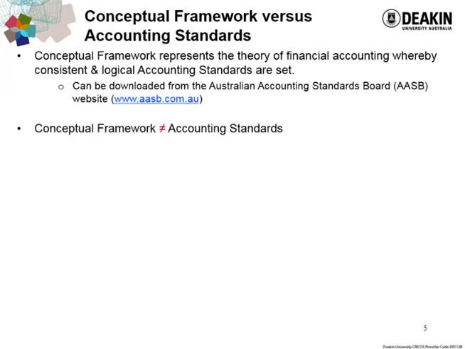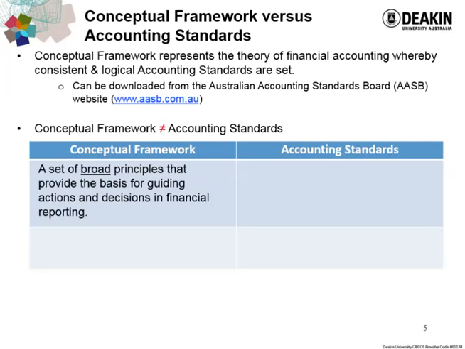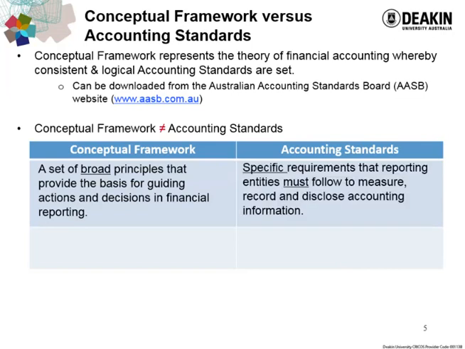So what is the difference between the conceptual framework and accounting standards? They are not the same. The conceptual framework is a set of broad principles that guide us in making decisions in financial reporting. On the other hand, accounting standards are specific requirements that entities must follow to measure, record, and disclose accounting information. And of course, the conceptual framework is the foundation of accounting standards because accounting standards are formulated based on the conceptual framework.